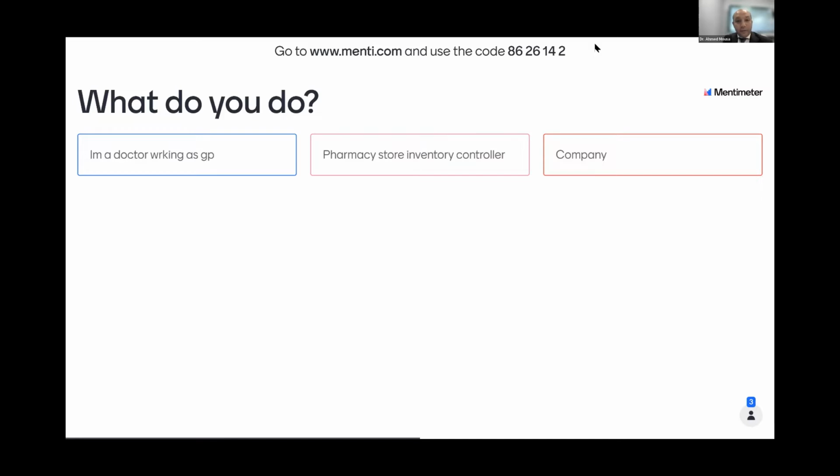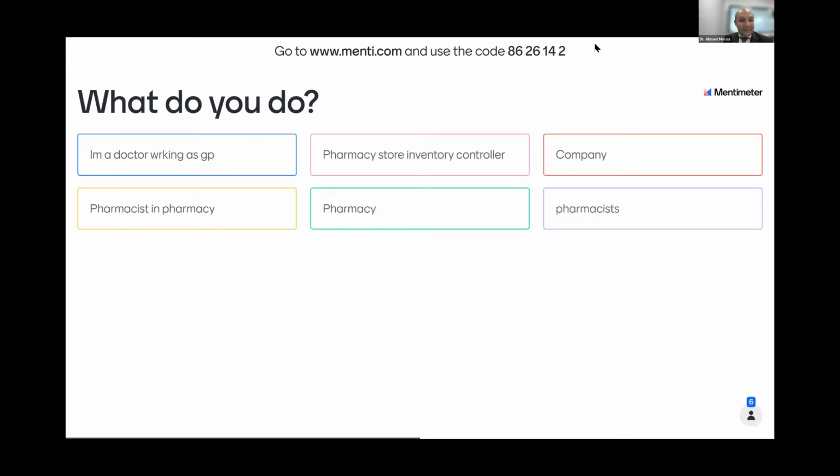Okay, inventory controller company. Okay, good. GP is the general practitioner. Okay, good. Sorry, I'm an accountant, so I'm not familiar with that. I am here to translate. Thank you, thank you. Okay, that's very good. Pharmacist in pharmacist. Yes, okay, good.